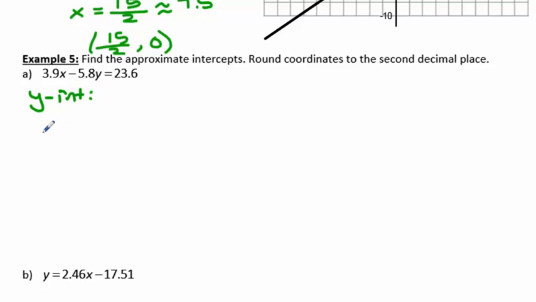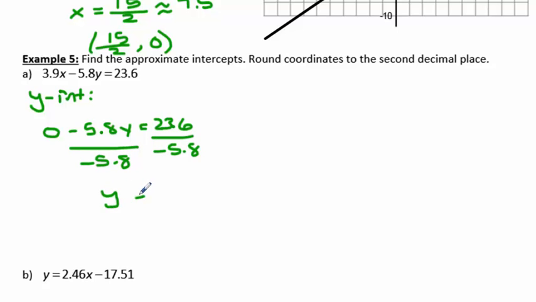And I know that to find the y-intercept, I plug in 0 for x. So this is 0 minus 5.8y equals 23.6. 0 minus 5.8y is just negative 5.8y. So we're going to divide both sides by negative 5.8 to solve for y. Grab a calculator and do that division. 23.6 divided by negative 5.8 comes out as negative 4.07 if I round it to 2 decimal places. So this intercept is the ordered pair 0, negative 4.07.